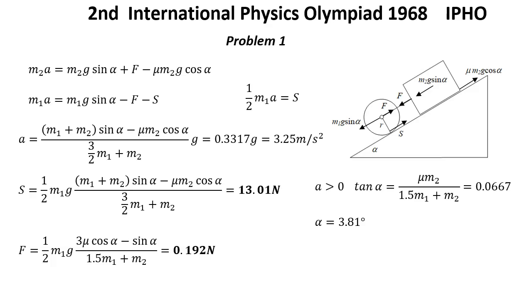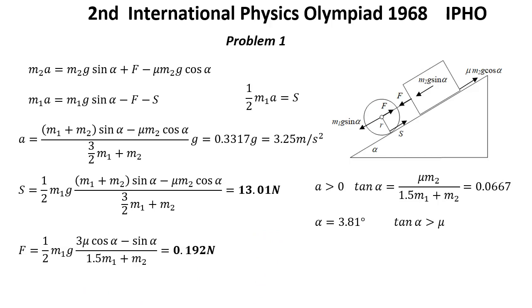For the system to start to move, the acceleration must be greater than 0, and from this formula we have tangent alpha equal this expression, which is 0.0667, and the critical angle is 3.81 degrees. For the cylinder to move, we just need angle alpha greater than 0, and for the block to move separately, we need tangent alpha greater than mu.